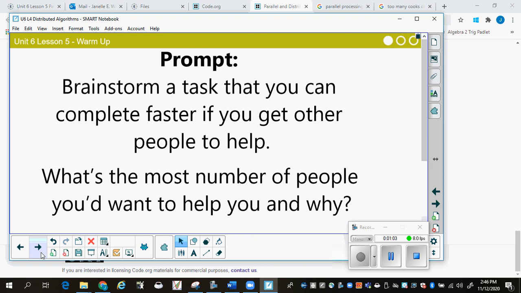Washing dishes, you could have somebody wash, somebody rinse, somebody dry. You get more than 3 people, and it's crowded. Cleaning the house, it's kind of the same thing. You could do maybe 3 or 4 people, but at some point, if you're vacuuming and dusting and cleaning bathrooms, if you get too many people in there, you're going to be tripping over each other, and you're going to start slowing each other down.